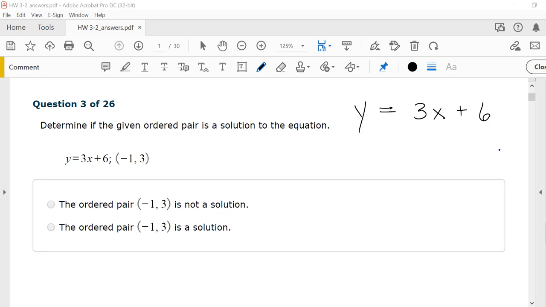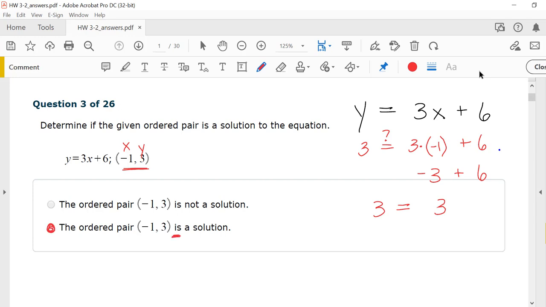Question number 3, same thing. The equation is y equals 3x plus 6. And the point, the ordered pair, is -1, 3. We're going to plug in -1 for x and 3 for y. So does 3 equal 3 times -1 plus 6? 3 times -1 is -3. Bring down the plus 6. -3 plus 6 is just 3. Is that equal to our left-hand side of 3? The answer is yes. So that ordered pair is a solution to that equation.